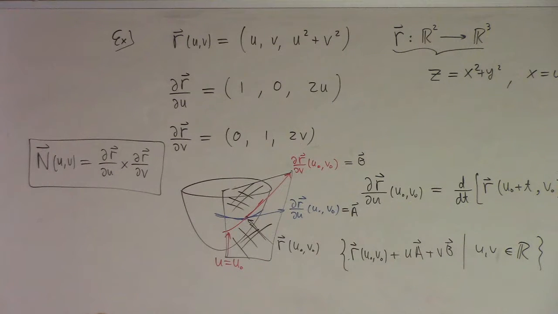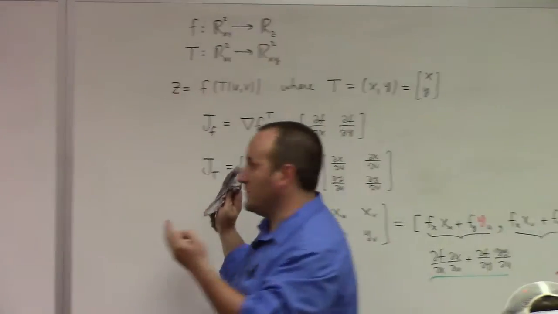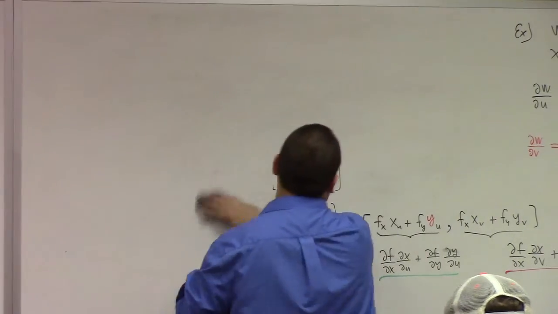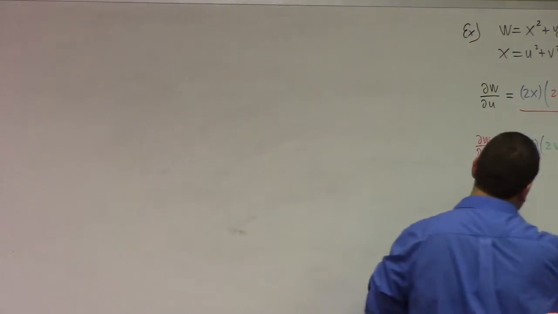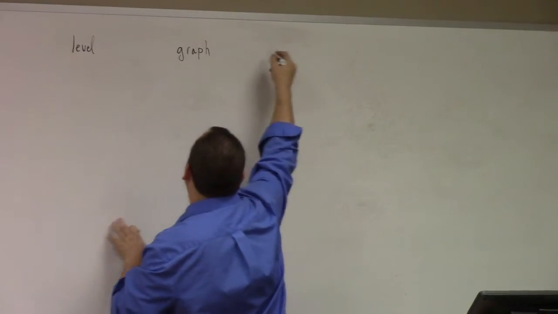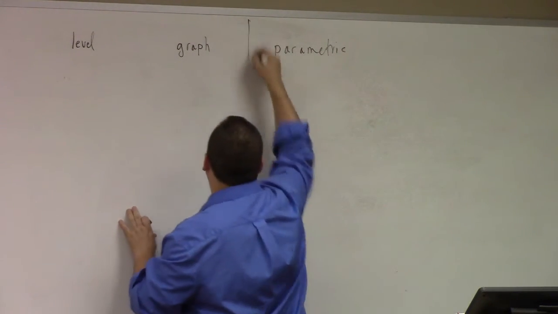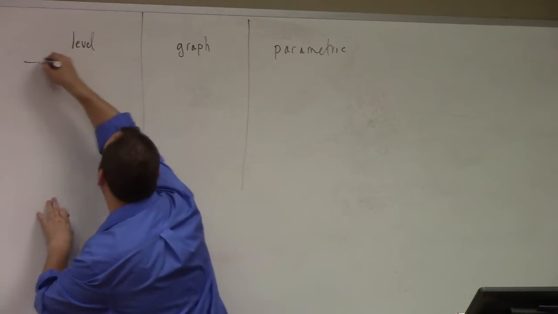I don't know if you're keeping score or not. That's a third way to calculate a tangent plane from various different characters. What are the three characterizations we have of a surface in here? Yeah, so we had level, we had graph, and we had parametric. Graph is kind of a middle ground.